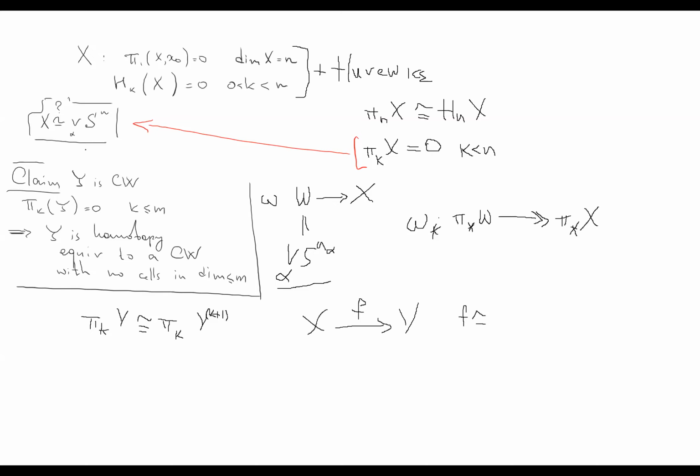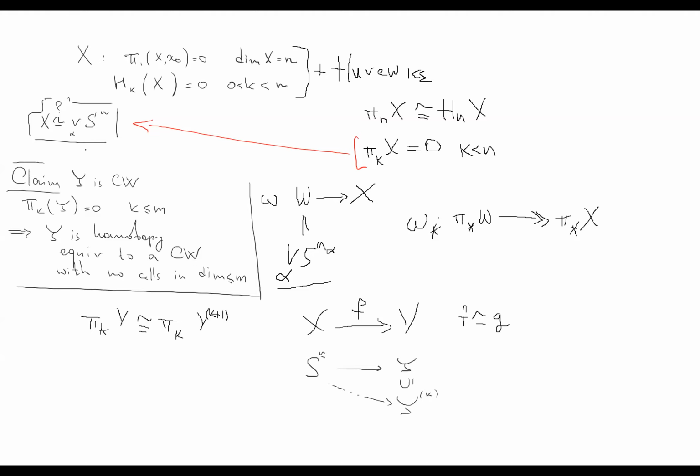Now I want to apply the theorem to the S^k and Y. Any such map is homotopic to a cellular one. This means that the image of S^k lies inside Y^k.